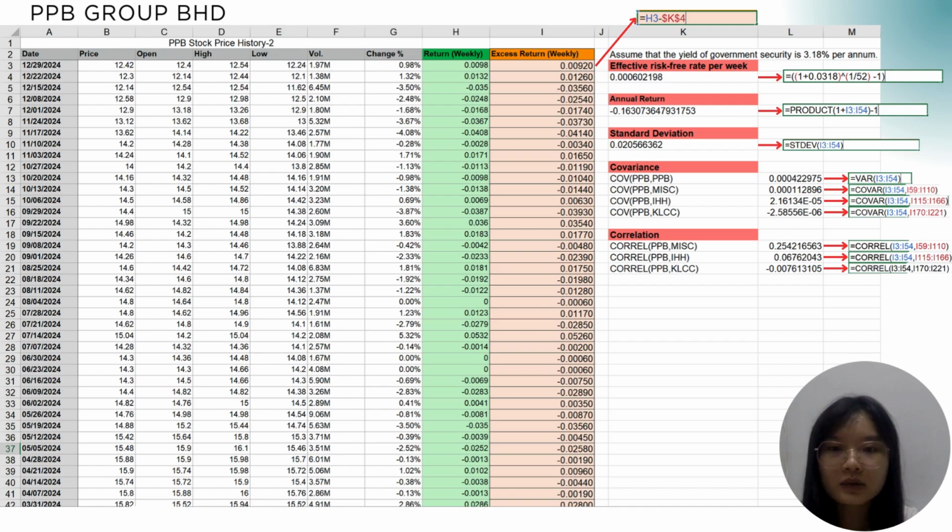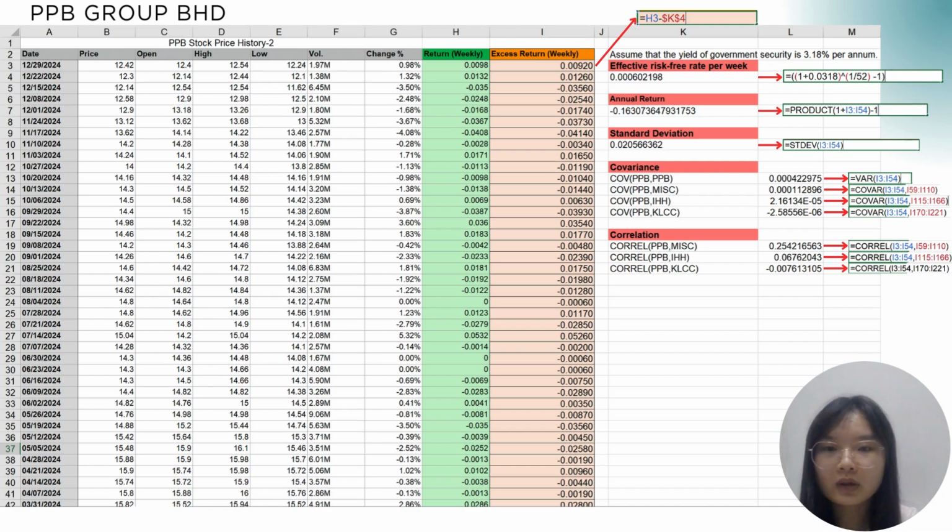Next, we find the standard deviation of PPB's excess returns using the standard deviation function, followed by the variance using the variance function. We then calculate the covariance between PPB and the other companies. For PPB and MISC, we use the covariance function with excess returns from cells I3 to I54 and I59 to I110. The same method is used for IHH and KLCC using their respective ranges.